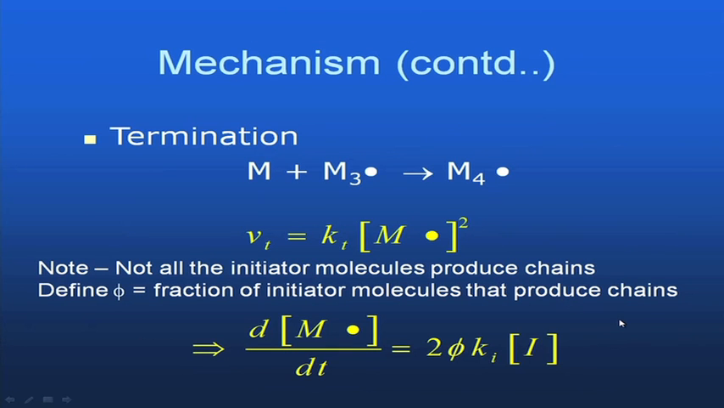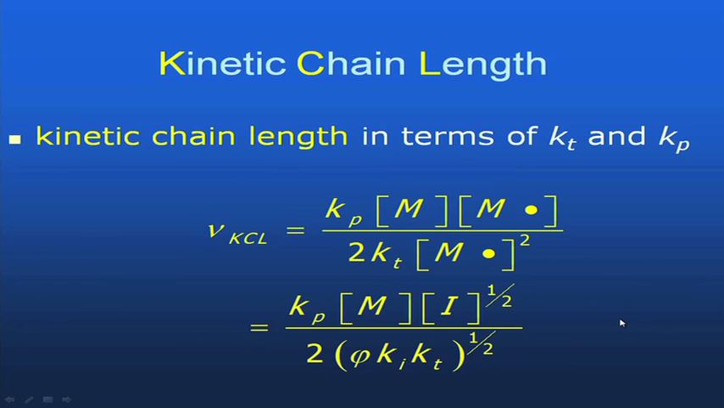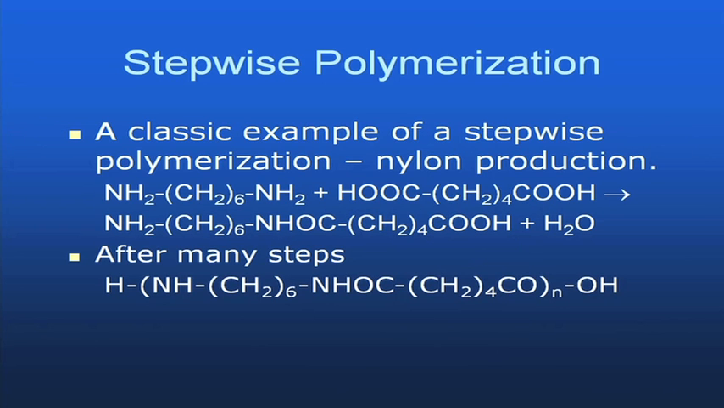So, what can you write? If you want to write in terms of Kt and Kp, you will get this expression. If you put the appropriate expressions over here, you will get that your kinetic chain length will be first order in M and half order in I, the concentration of the initiator.